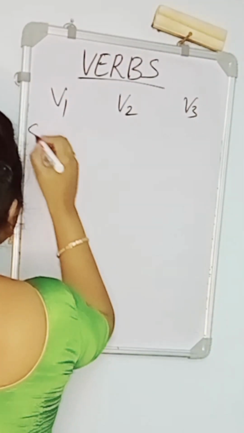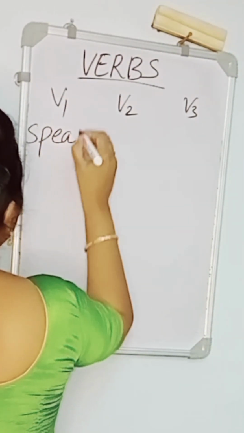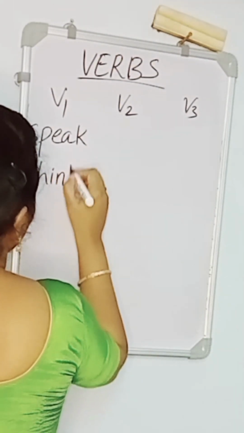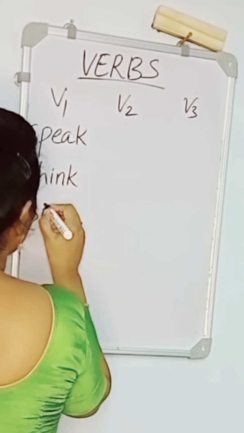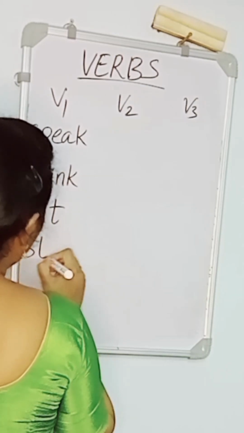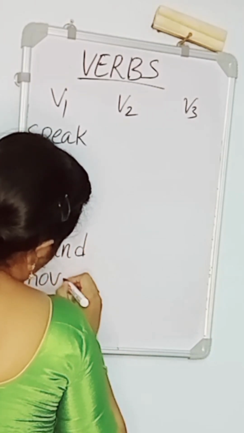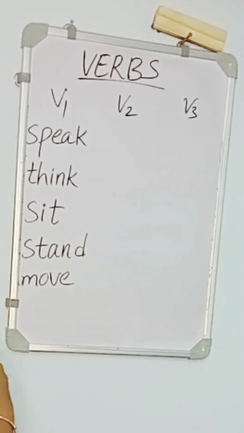Okay, the first one is speak. Think, sit, stand, move. Okay, these are the 5 verbs.